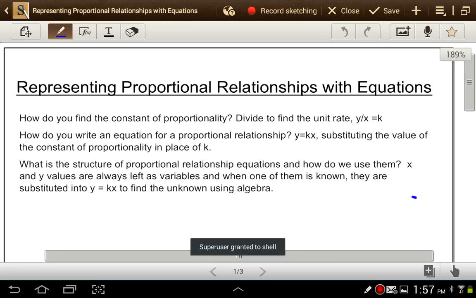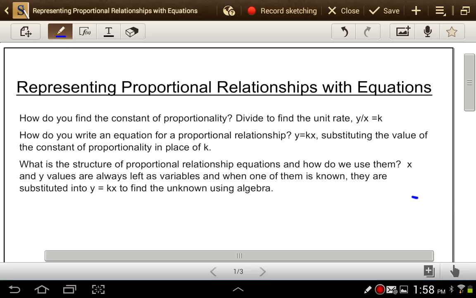Okay, so a quick review of things that we've been talking about in class recently. First one, how do you find the constant of proportionality, which we talked about yesterday. To find the constant of proportionality, guys, you divide to find the unit rate. Remember, unit rate and constant of proportionality are the same thing. So to find that, you're just going to divide your y by your x, so your dependent variable divided by your independent variable. And that's going to give you your k, which is the letter we use to represent the constant of proportionality.